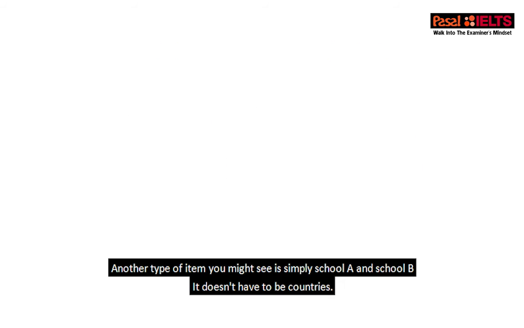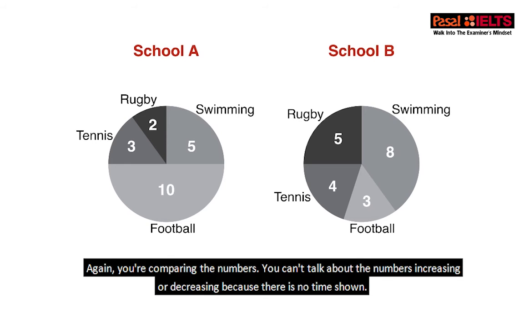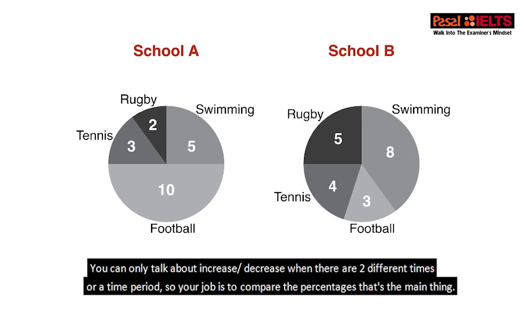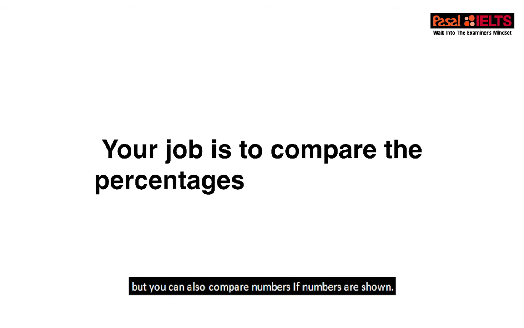Another type of item you might see is simply school A and school B. It doesn't have to be countries. Again, you're comparing the numbers. You can't talk about the numbers increasing or decreasing because there is no time shown. You can only talk about increase, decrease when there are 2 different times or a time period. So your job is to compare the percentages. That's the main thing. But you can also compare numbers if numbers are shown.